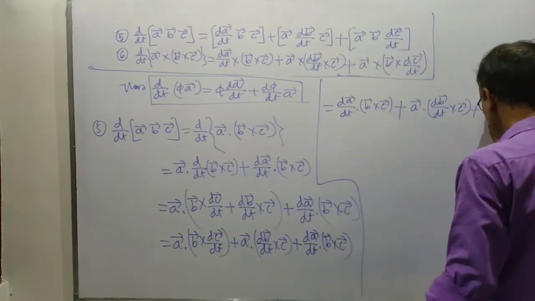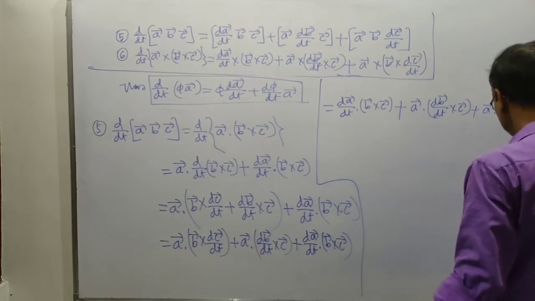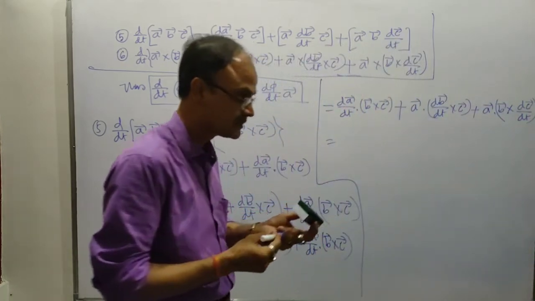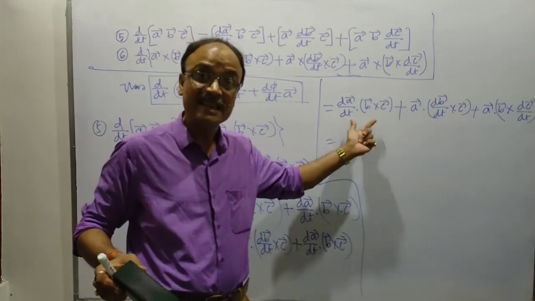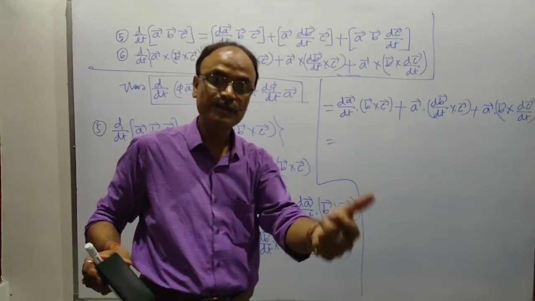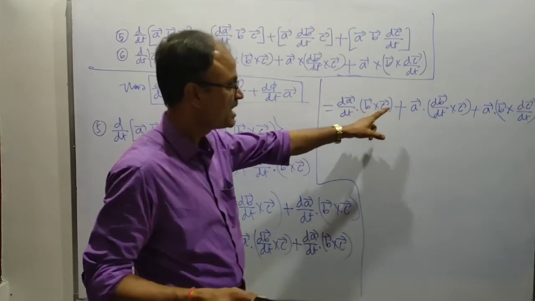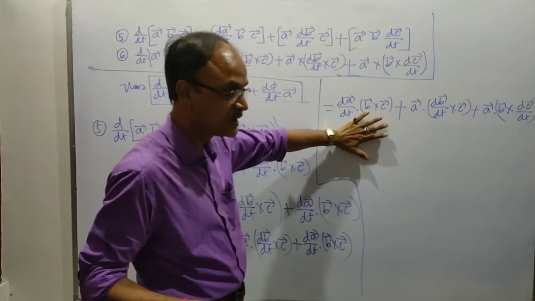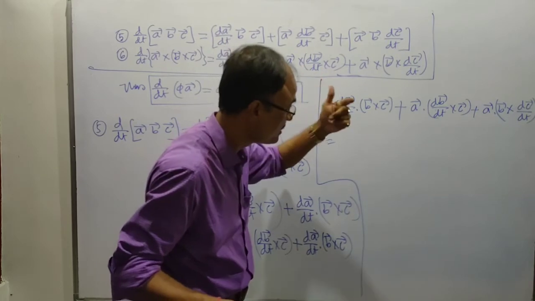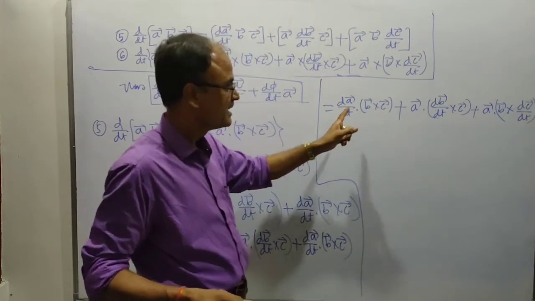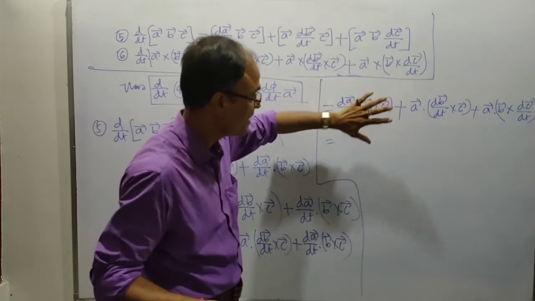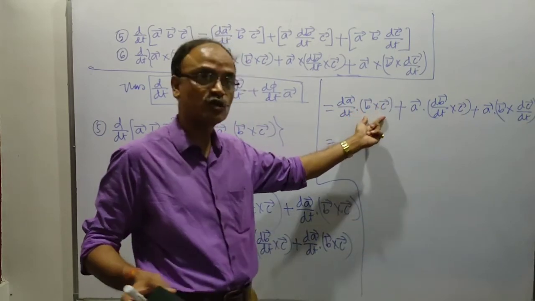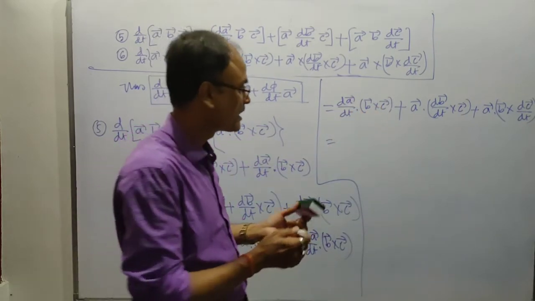Next write d/dt of a dot b cross c. What is this? It is a scalar triple product, a dot b cross c. Total three vectors are there. The dot product of two vectors: one vector is the cross product of two vectors, and in total it is the dot product of two vectors. This is a vector, this is a vector. One vector is the cross product of two vectors. It is a scalar triple product.